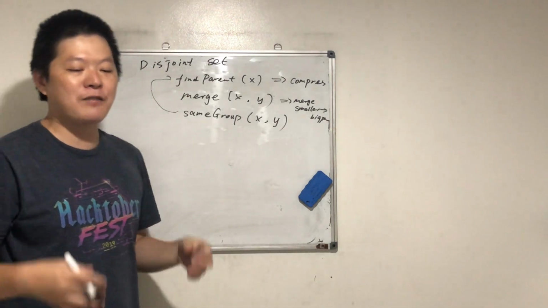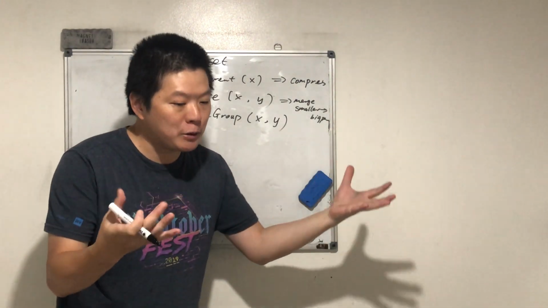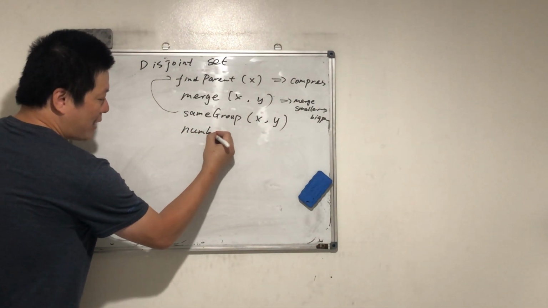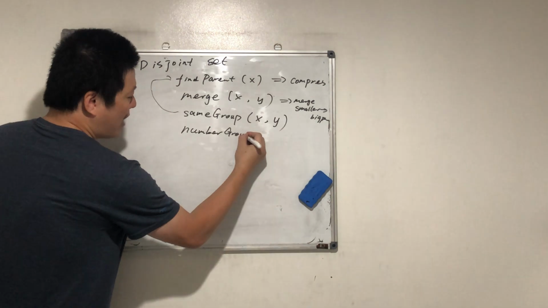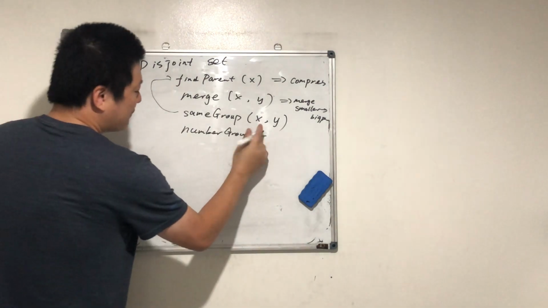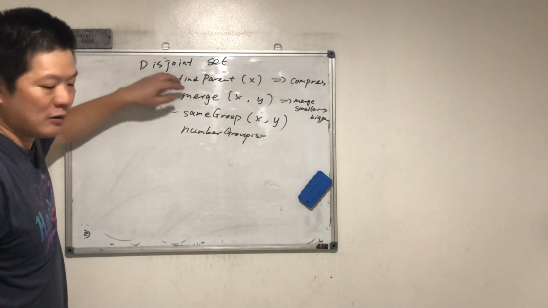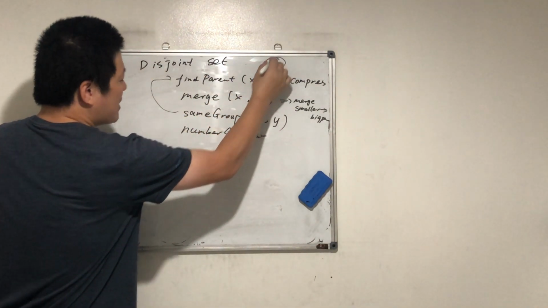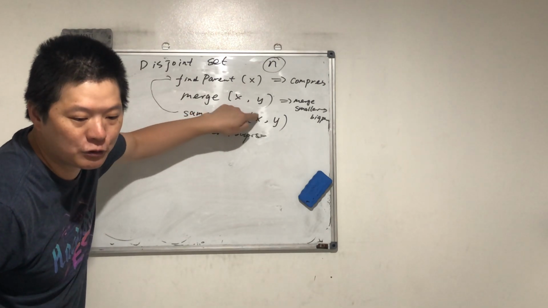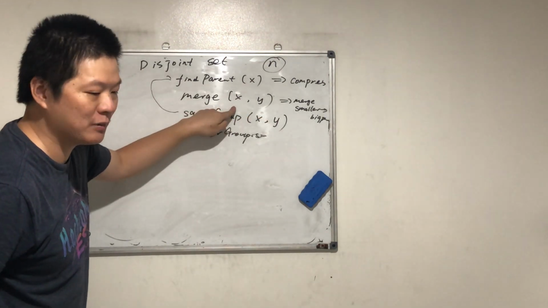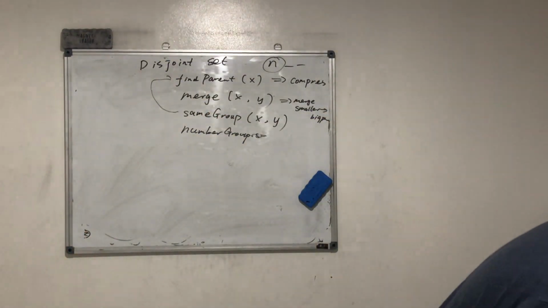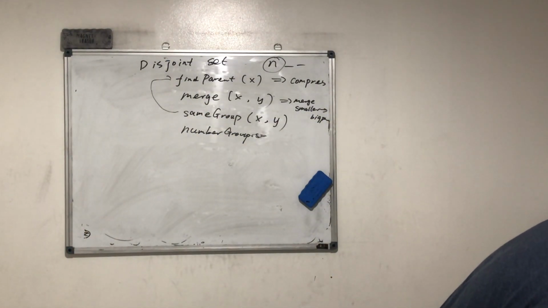parent of y. But if I want to know how many groups there are, right? Number of groups. How can we implement this? We just keep a counter for the number of groups. At the beginning, there are n groups. Every time we merge 2 things, if they don't belong to the same group, what happens? We minus equals 1. Got it? We minus equals 1, right?